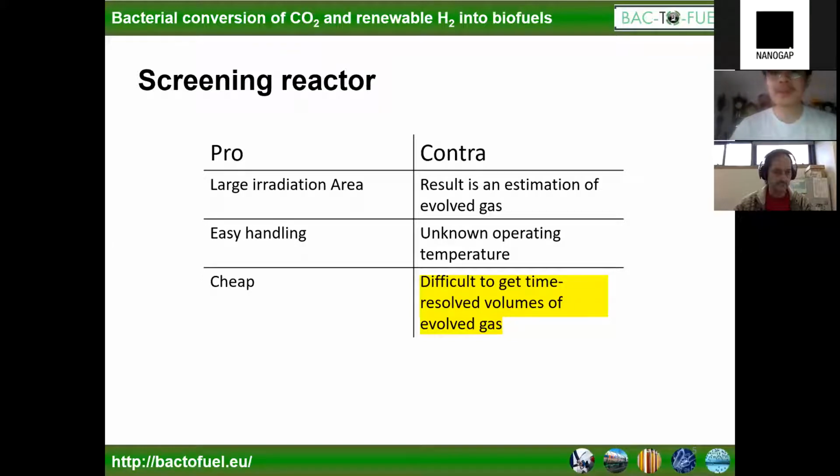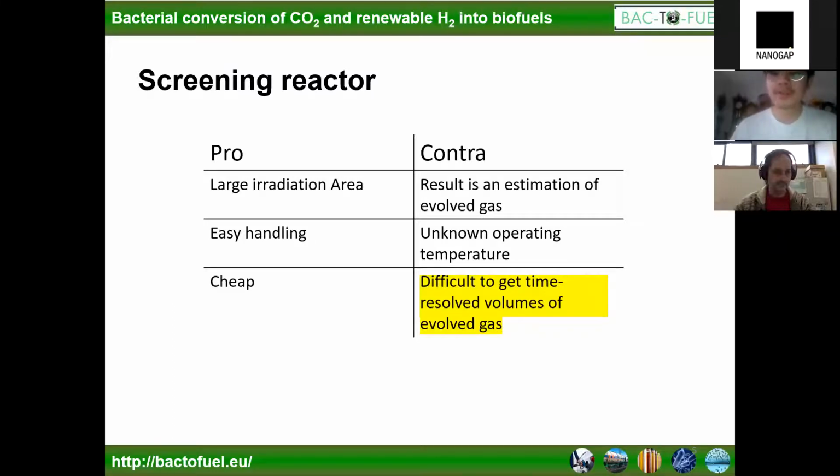Some negative arguments about this kind of reactor are that the result is most of the time an estimation of the amount of evolved gas, as you always just take a gas sample out of the reactor at the top and analyze it with a gas chromatograph, as an example. We also have an unknown operating temperature. I can show it to you in the next slides, why we don't know the temperature in this kind of reactor. And the most difficult thing about this kind of reactor is you won't get a time resolved volume of the evolved gas. So you don't have a plot of the volume against time.